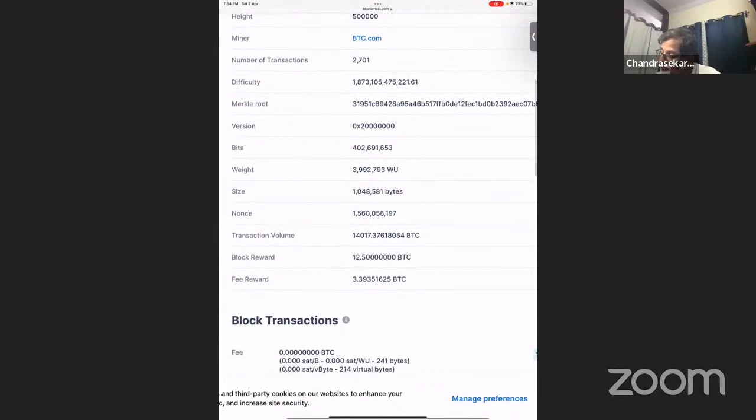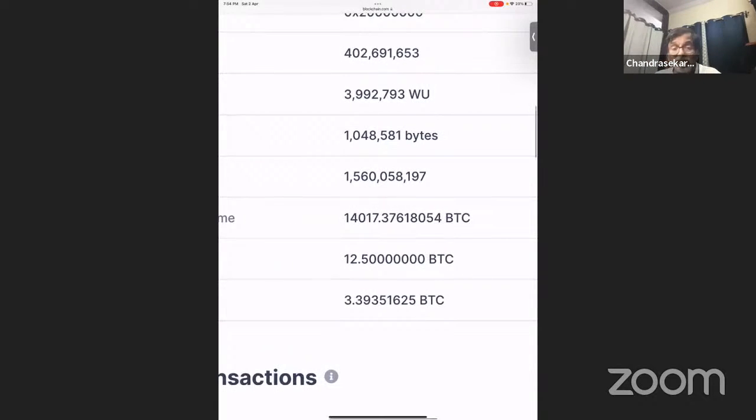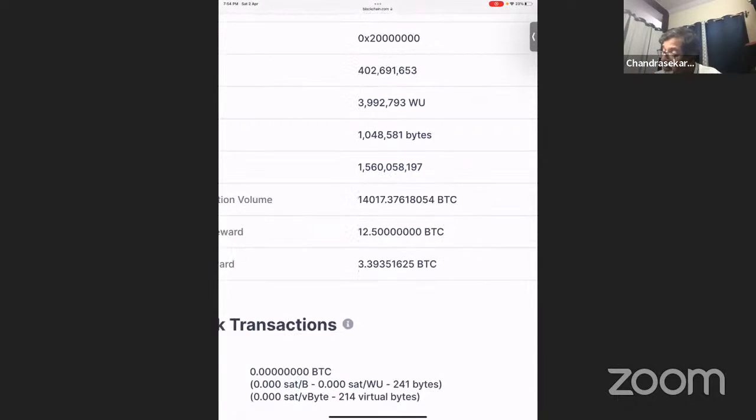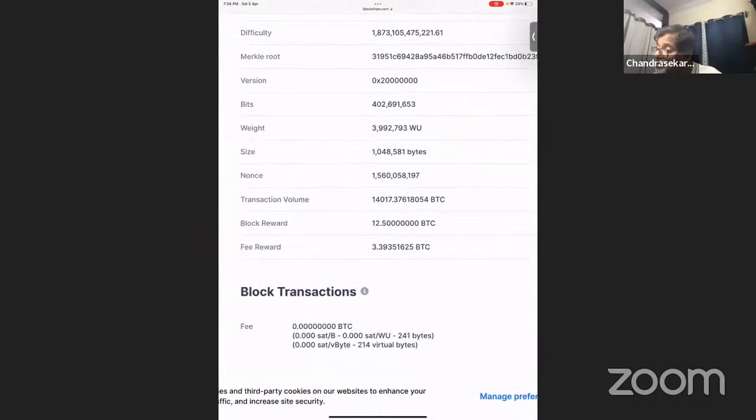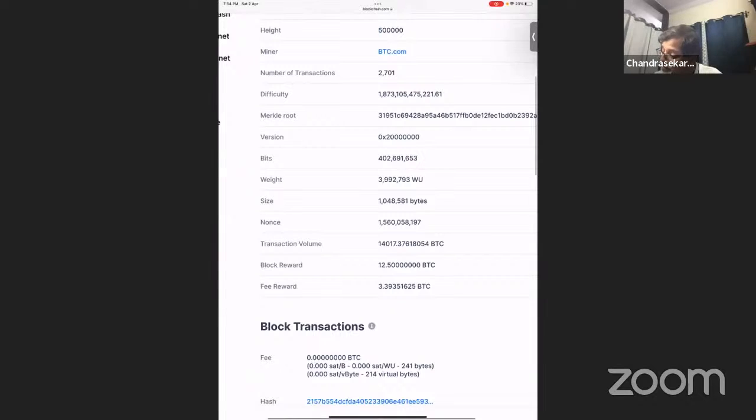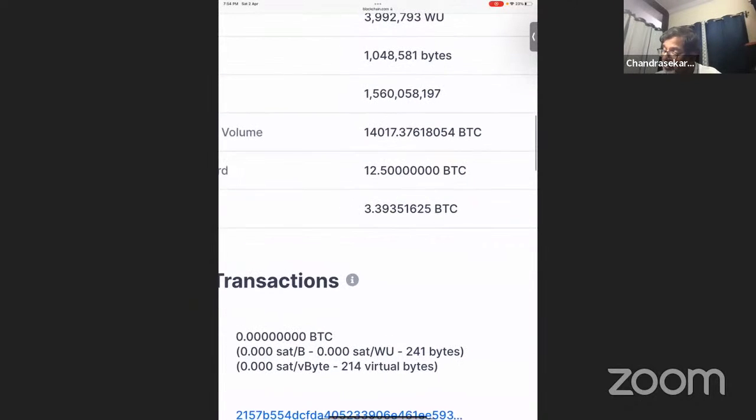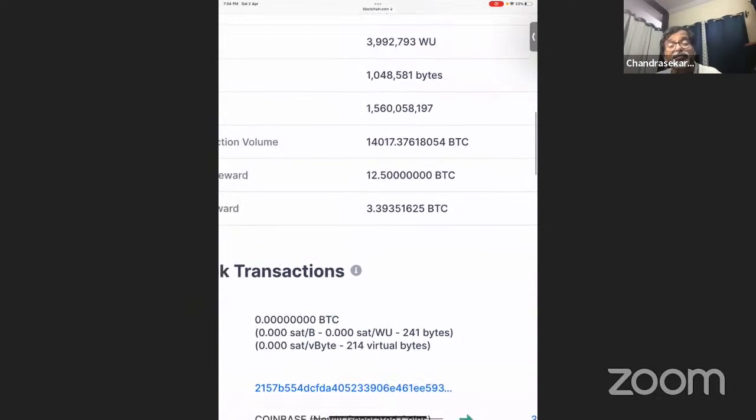And transaction volume. How many Bitcoins are involved? There are 2,000 transactions, each 0.4, 0.5 like that. So 14,017.37 Bitcoins are transacted in this block through 2,701 transactions. And this is the fee reward, 3.39.